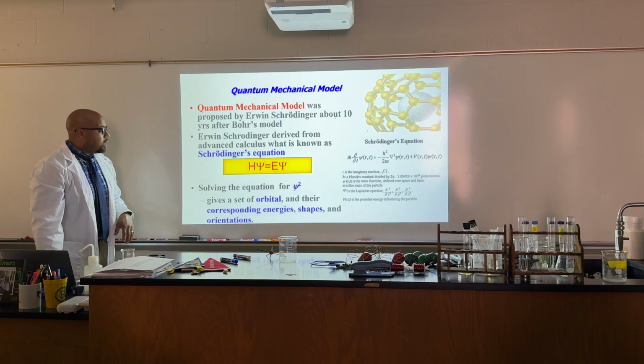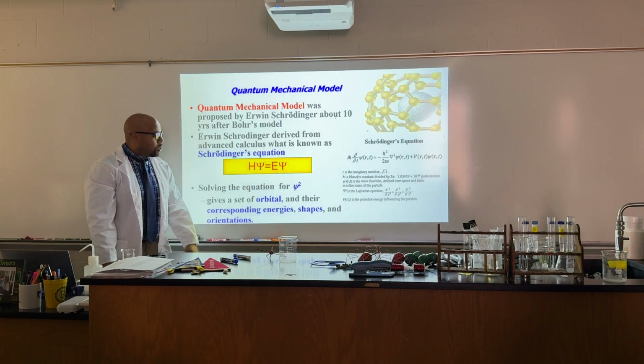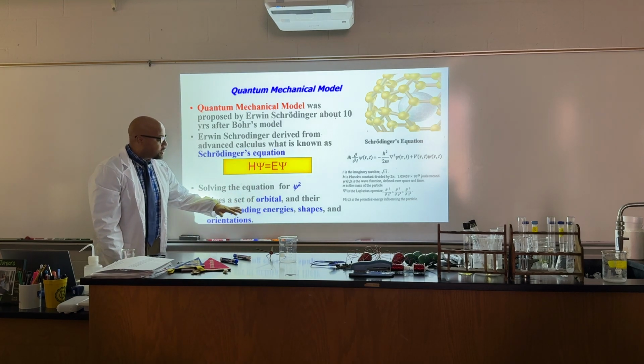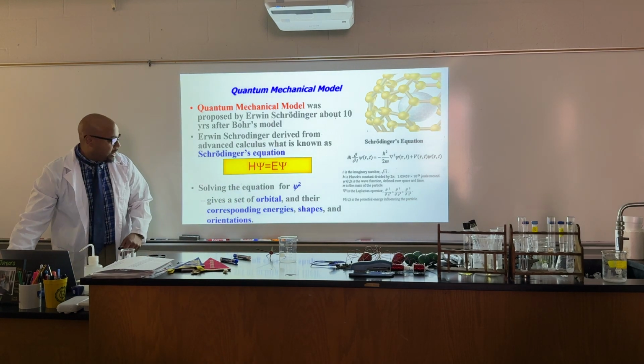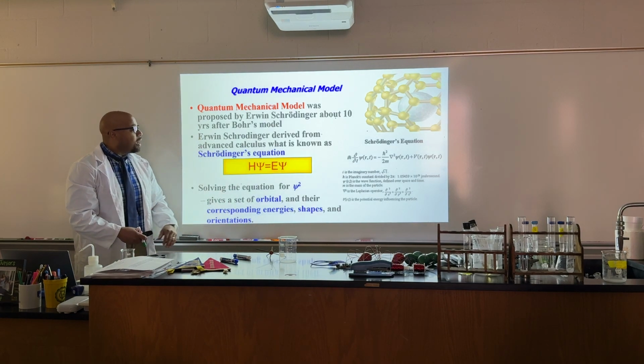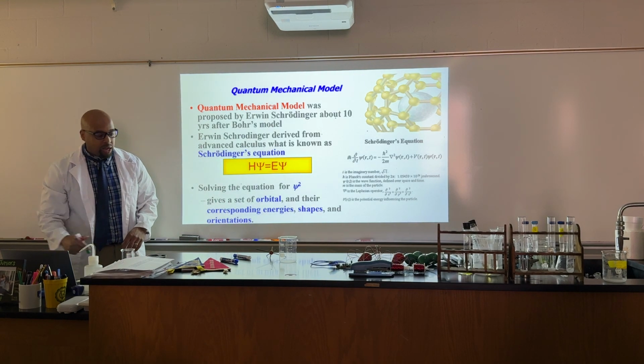Now, once you solve the actual equation for the wave function squared, then a lot of information came out of it, such as where the electrons will be located, how much energy they have, what shape they'll take on when they produce their path, and what the orientation is. And you're like, what are you talking about, Mr. Harrelson?